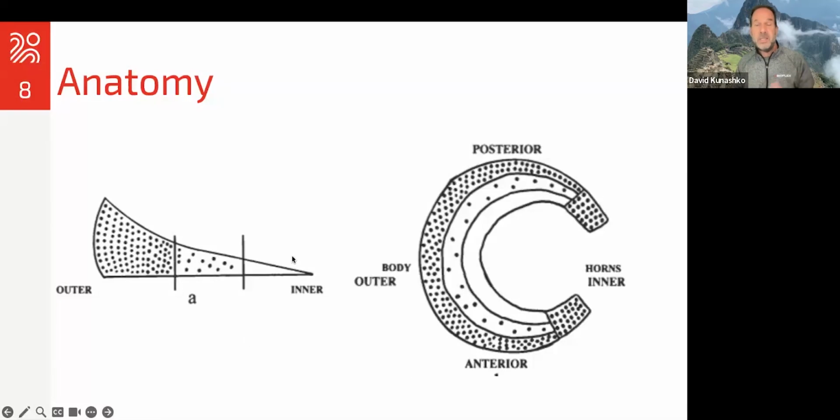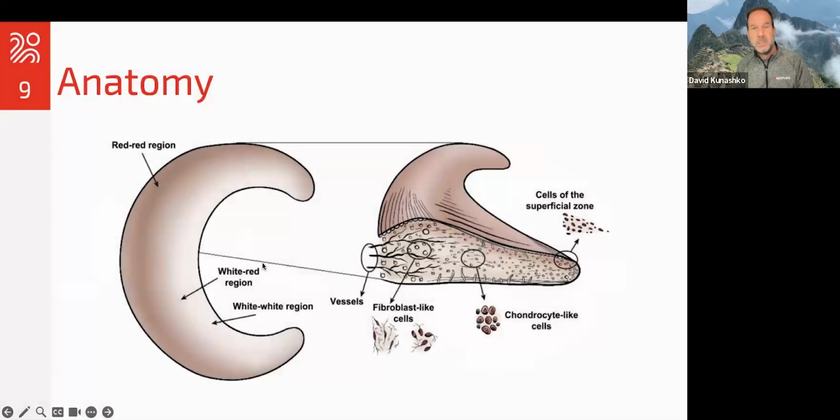Again, this is just another view, where the little dots represent blood supply. You can see here that the blood supply is really limited on the inner portion of the menisci. And this is where a lot of tears happen. So that's why they're pretty challenging to heal.